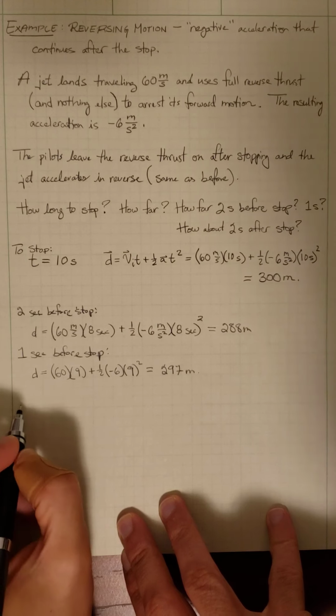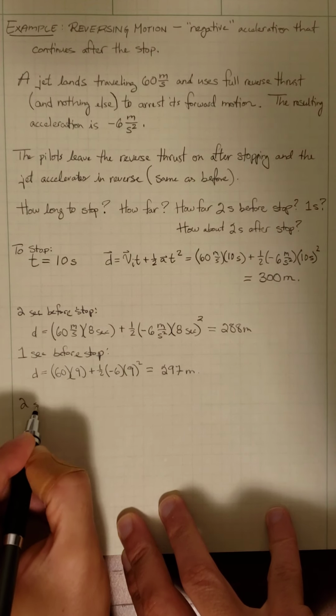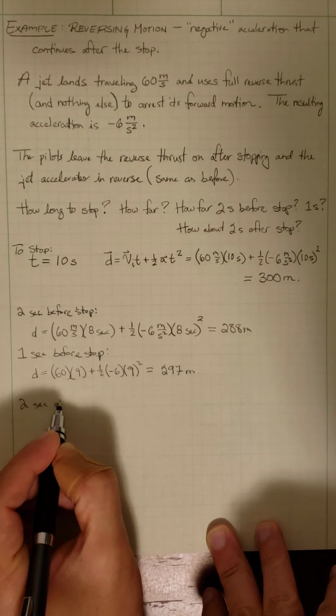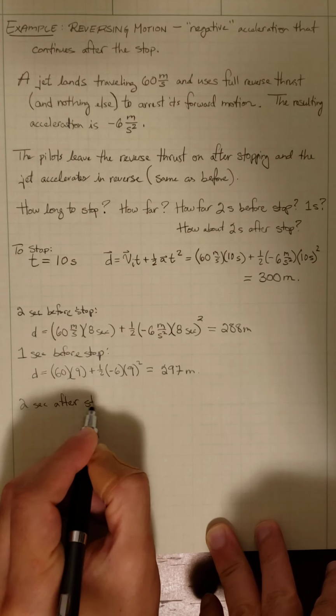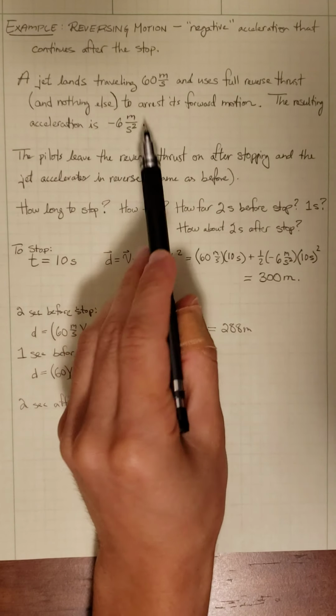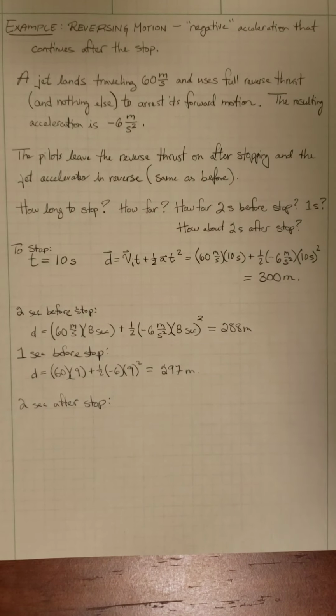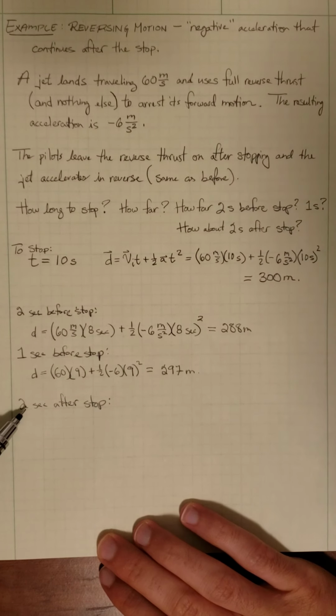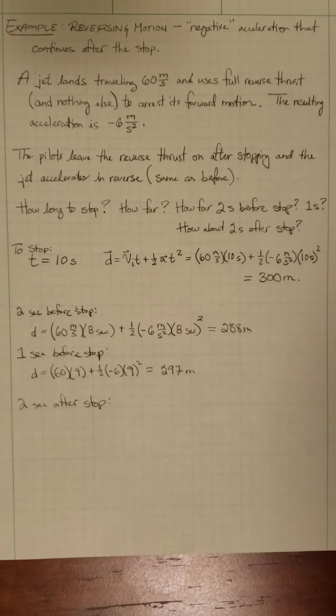Now let's look at 2 seconds after the stop. Now recall that the acceleration continues. The thrust reversers are left on and begin pushing the jet backwards. Well, indeed, it's been pushing the jet backwards the whole time. That's what bled off all the speed, but is now going to cause a motion in the reverse direction, back up the runway whence it came. 2 seconds after the stop.